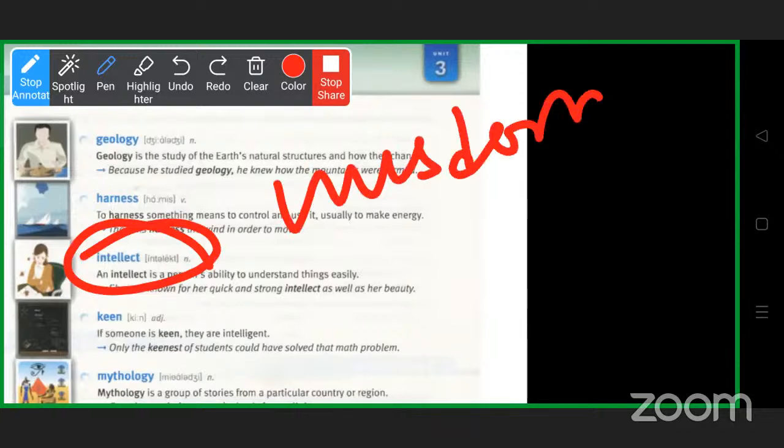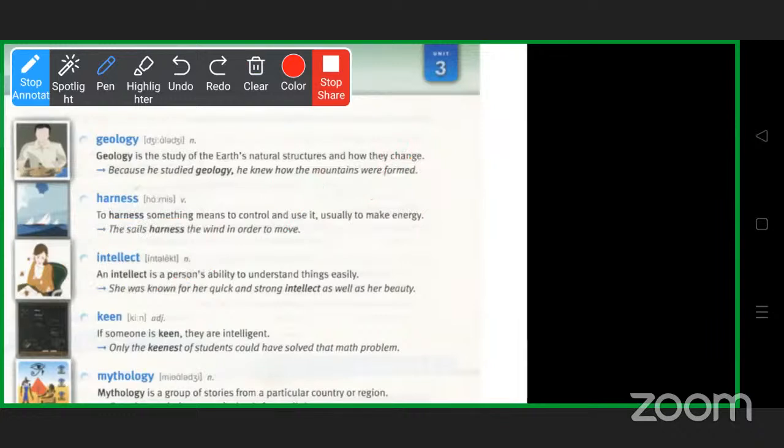Wisdom means knowledge. Knowledge means what you know. That's your knowledge. So intellect means a person's ability to understand things easily. If the person is more towards the basic things, the person will be able to know the foundation of something. So when you know the foundation of something, you will be able to understand and grasp things faster than the usual person. So you will be easily getting it. That's why your intellect would be more than the normal person.